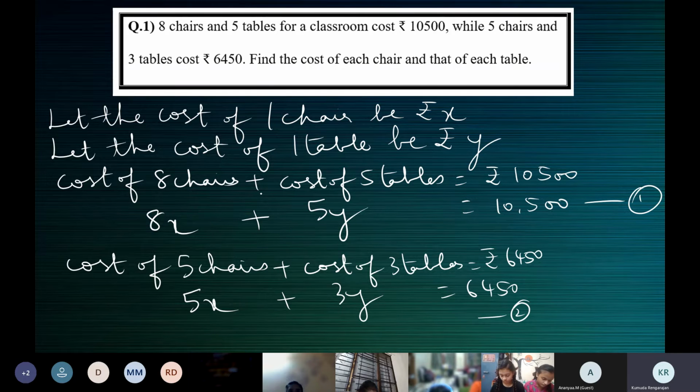Yeah, good. Continue. You can solve it using any method: substitution, elimination, cross multiplication. Find the values of x and y. And since it's a word problem, you must say, therefore, the cost of one chair is rupees 750. You should not leave your answer as x and y. Therefore, the cost of one chair is rupees 750 and whatever is the cost of one table.